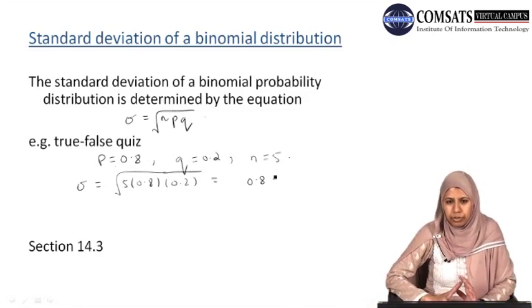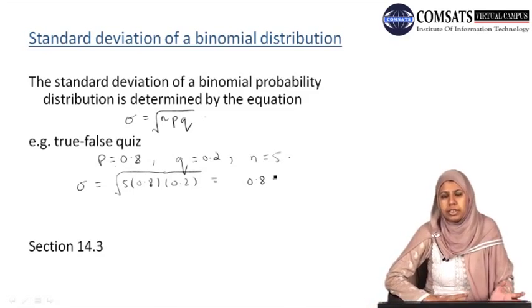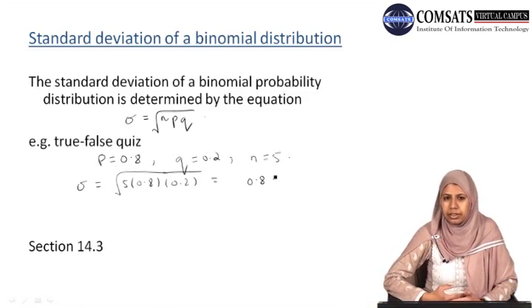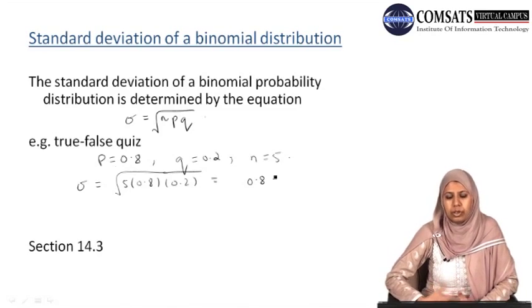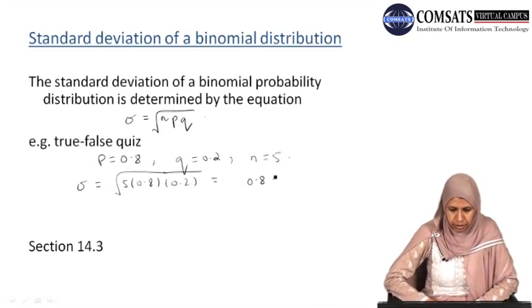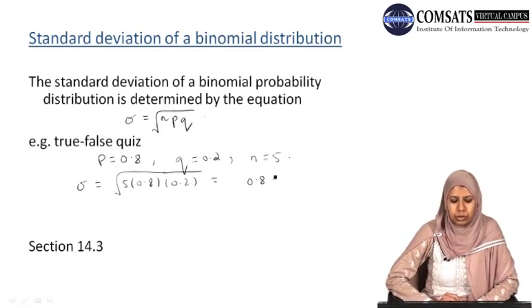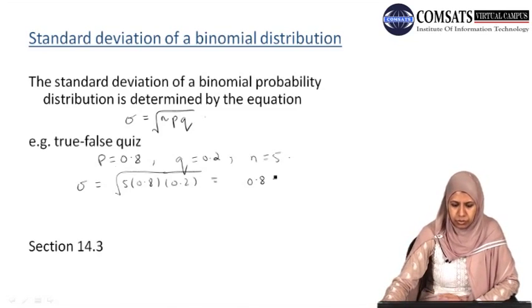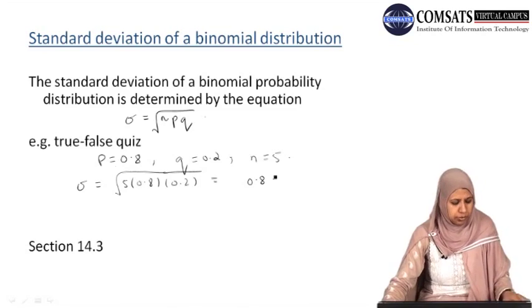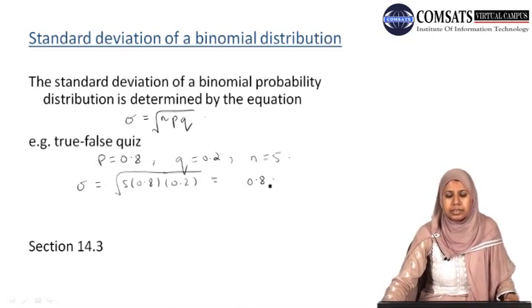So by knowing the number of trials, the probability of success and the probability of failure, we can find the standard deviation of a binomial distribution and the mean of a binomial distribution. Then we have some practice questions from section 14.3, and with this we end our today's lecture. But let us revise what we have studied today.